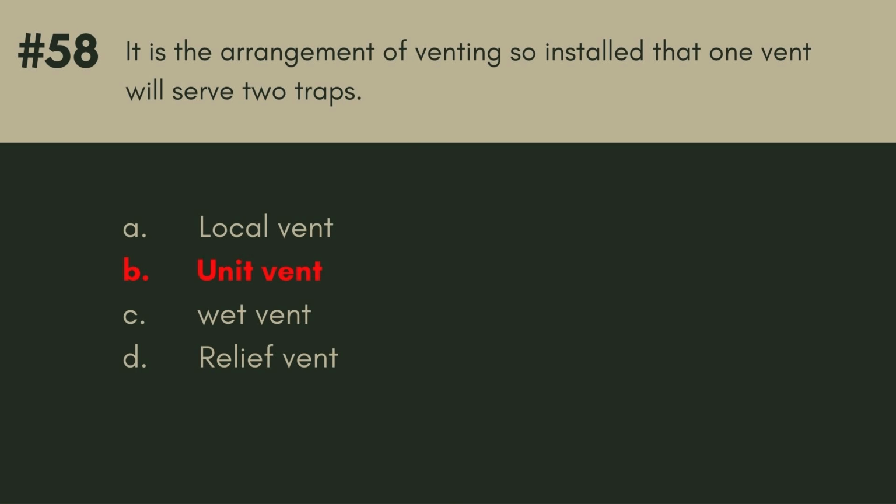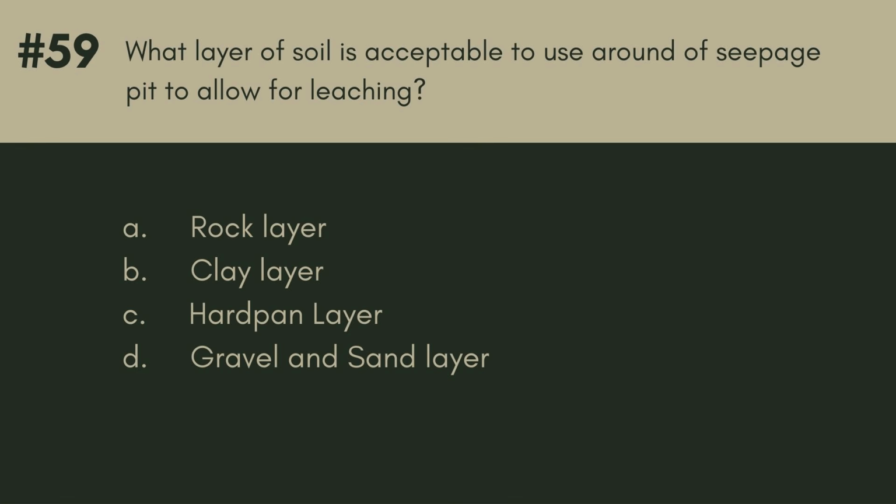Unit vent. Question 59. What layer of soil is acceptable to use around a seepage pit to allow for leaching? A. Rock layer. B. Clay layer. C. Hardpan layer. D. Gravel and sand layer. The answer? It's D. Gravel and sand layer. The layer of soil acceptable to use around a seepage pit to allow for leaching.